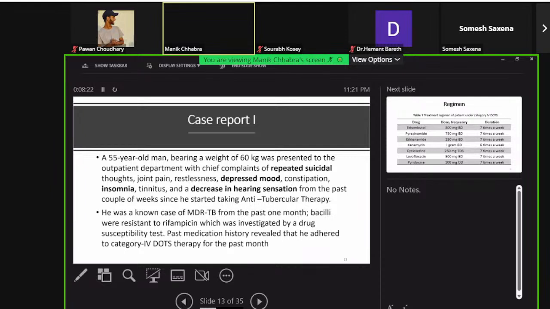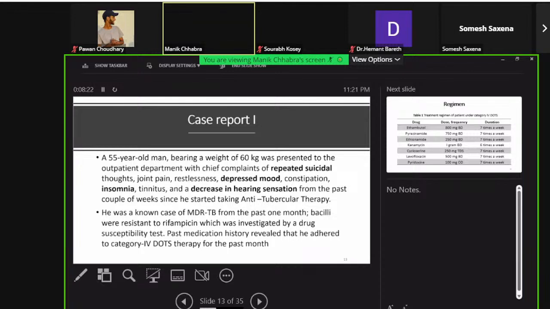So here he suffered from suicidal tendency, which is an adverse event, and decrease in hearing sensation. Based on his medical history, he was a known case of multi-drug resistant tuberculosis, and past medication history revealed that he was adhering to category 4 DOTS therapy. DOTS is a therapy used in India for tuberculosis. DOTS stands for directly observed treatment, short course.